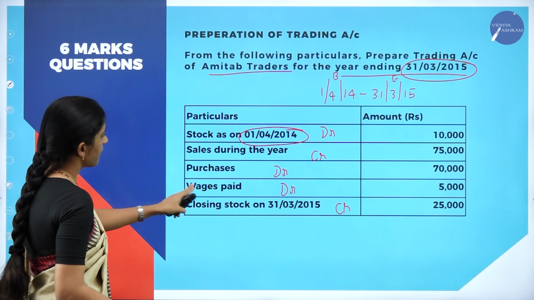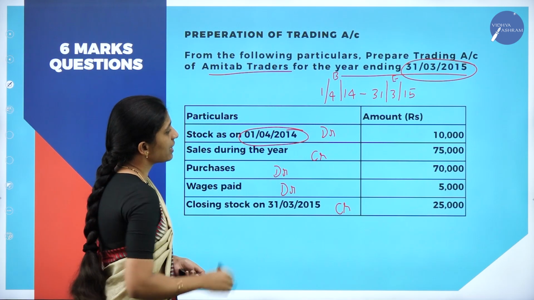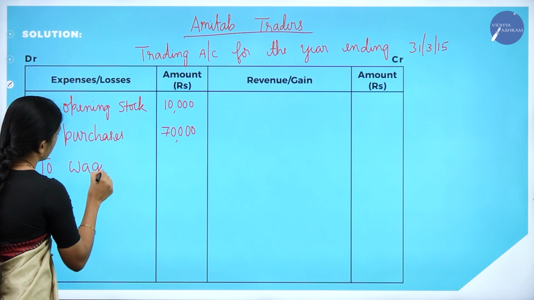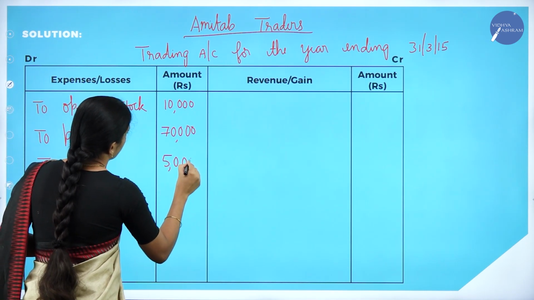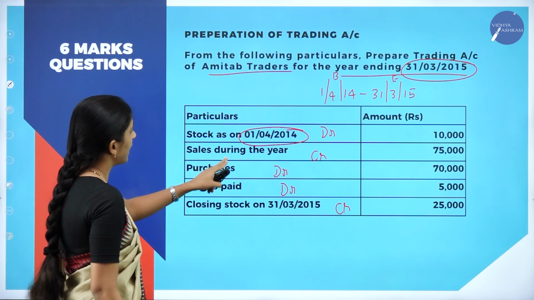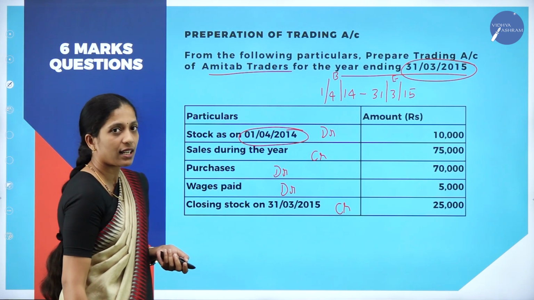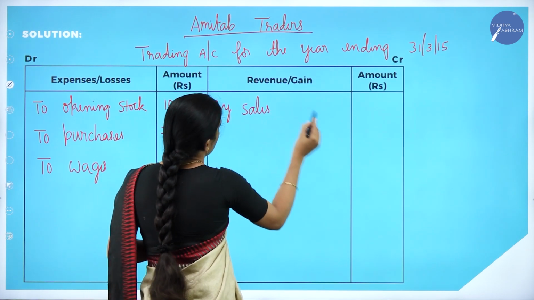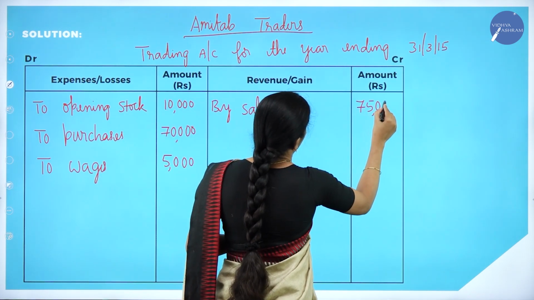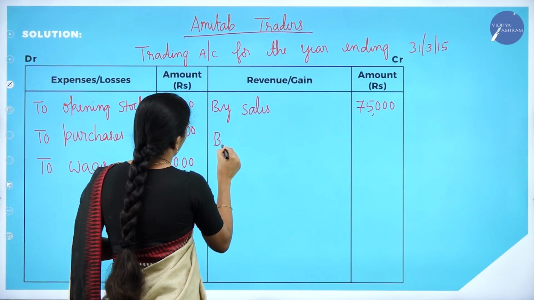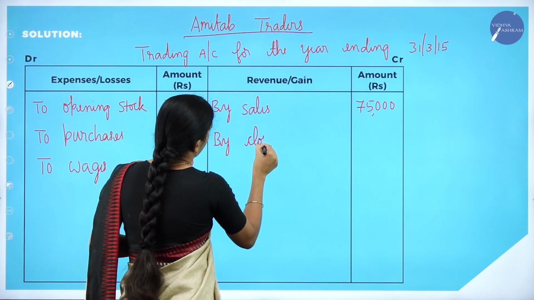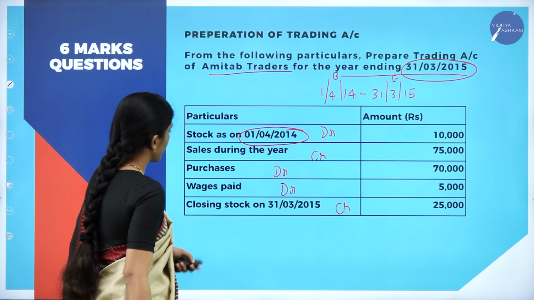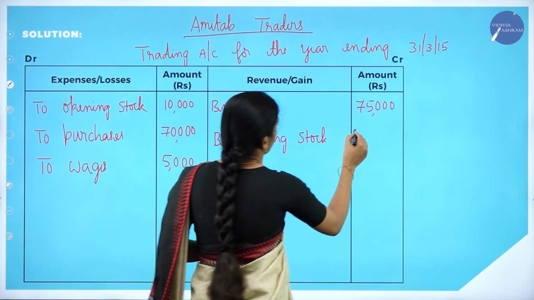Next, to direct expenses. So here we have wages paid, that is 5,000. So to wages, 5,000. Coming to the next one, we have sales. Sales during the year is 75,000. So by sales, 75,000. And next is by closing stock. Closing stock is how much? 25,000.